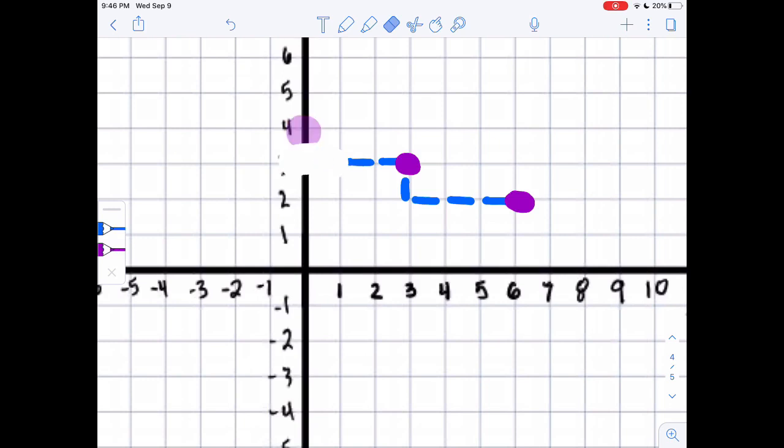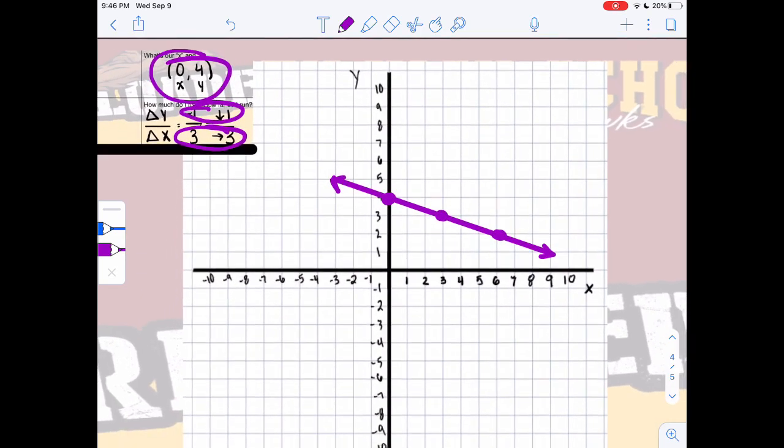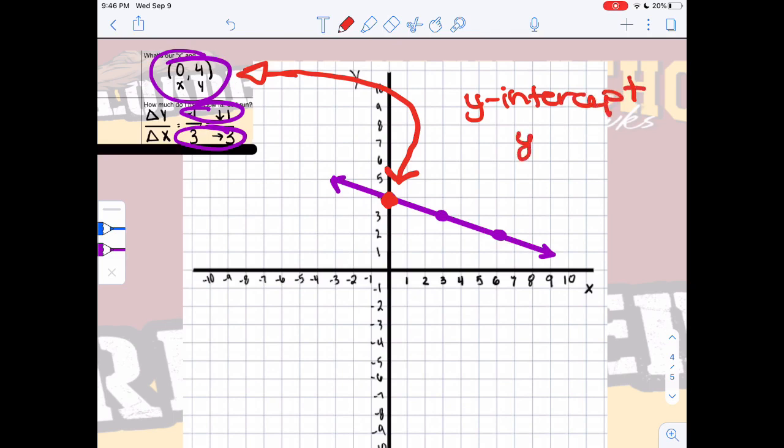These blue tally marks were just to help me graph, so I can erase them. I'm going to connect my points with a straight line. And now I have my equation. And you can see that our y-intercept, that (0, 4), we can see it right here, our y-intercept. The y-intercept always sits on the y-axis.